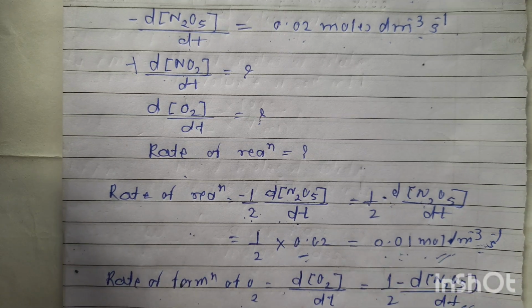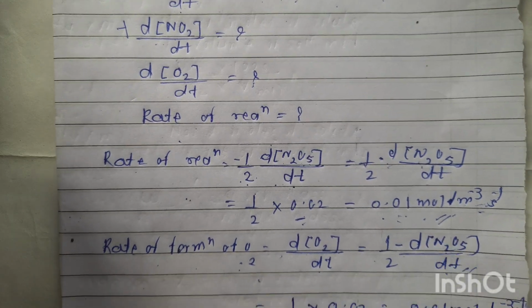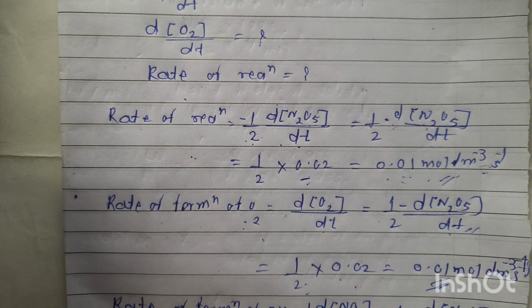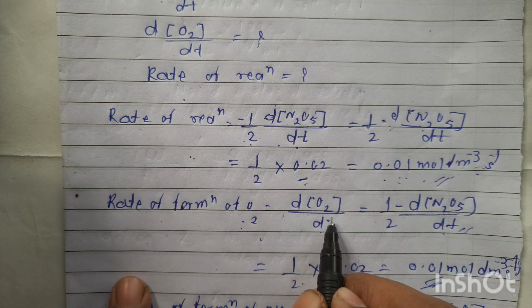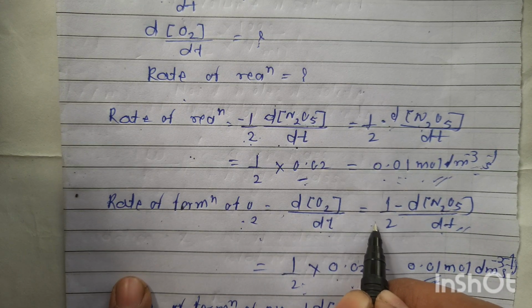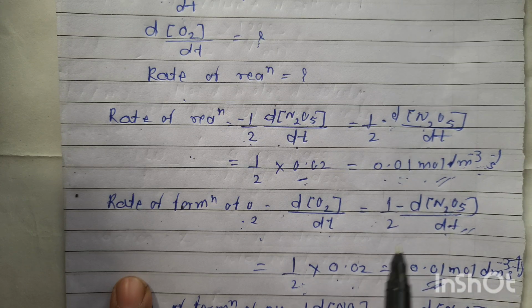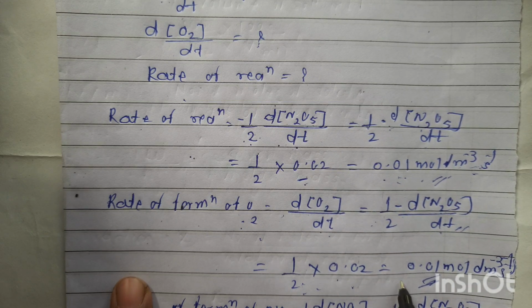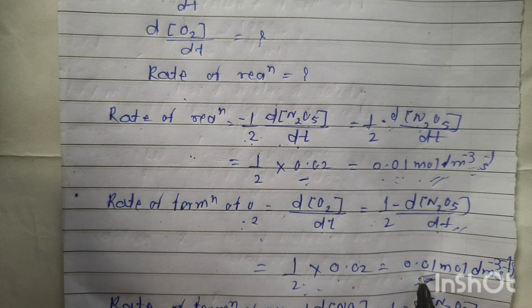Now how to calculate the rate of formation of O2? The rate of formation of O2, d of O2 by dt, is equal to half of dN2O5 by dt. Again you will get the same answer here, that is 0.01 mole per dm³ per second.